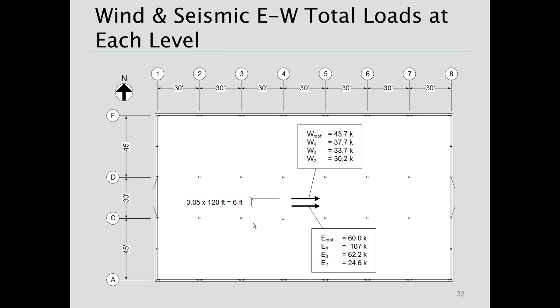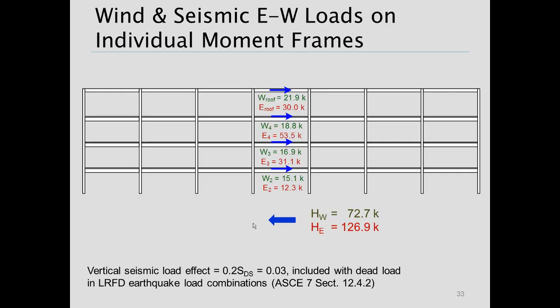Same sort of deal in the east-west direction, but again, assuming that the brace frames are relatively stiff and further apart than the moment frames, I'm not including any handling of the torsional load from the accidental seismic eccentricity on the moment frames. I'm assuming my brace frames are taking all that here to rough things out. And so here's what we've got for our moment frames then in this case. Total base shear from wind in the east-west direction, 72.7, and a total base shear from the earthquake, 126.9. And I believe those are loads per frame.